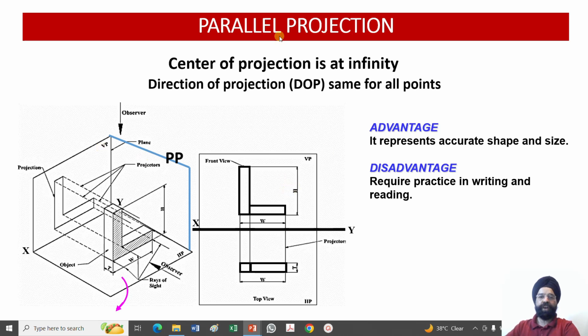So the benefit of parallel projections is that they represent the accurate shape and size of the object, and the distance of the object from the observer doesn't have any effect on the size of the image which is obtained. But the disadvantage is that multiple views have to be drawn to represent the images of the object from front, top and side. So obviously it requires proper training and practice in drawing and reading these drawings.